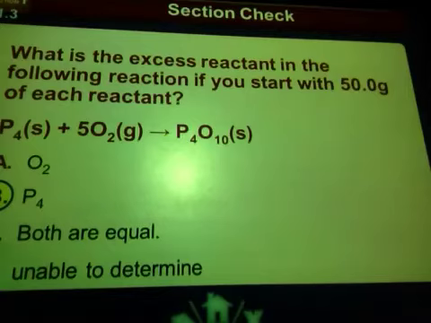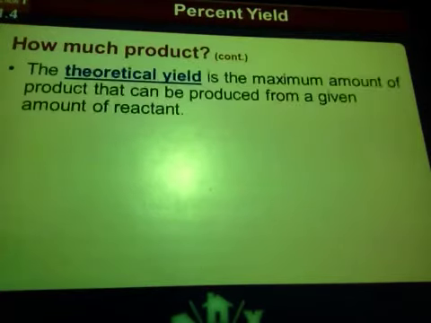You should get phosphorus as being the excess reactant. Okay, very lastly, we're going to do another example of how we would calculate a limiting reactant as well as an excess reactant. But I just want to go through these few slides just really quickly.